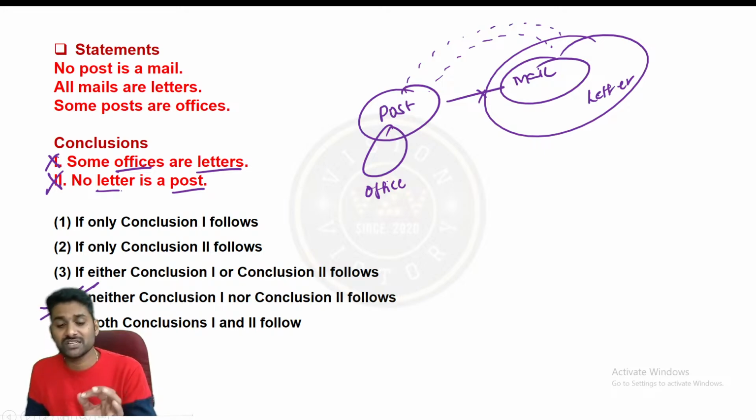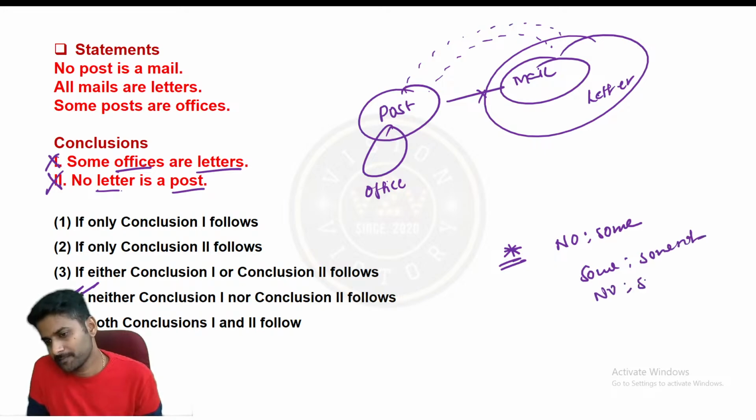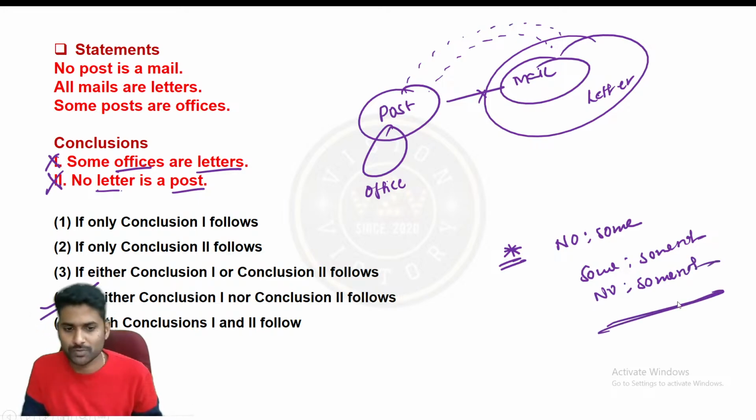If objects are similar in the given conclusions, you should verify the complementary pair. So we have three complementary pairs: no, comma, some, comma, some not, no, comma, some not. If it satisfies any of these complementary pairs, then you have to choose your option as either or.